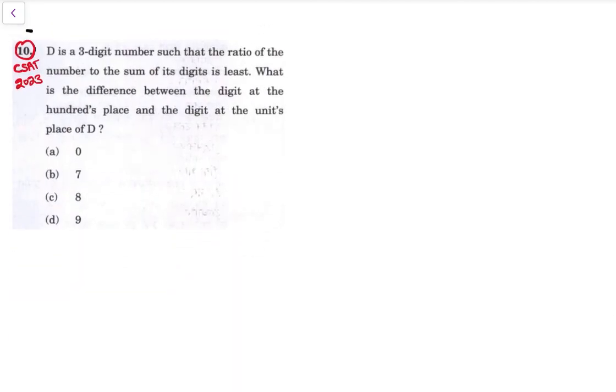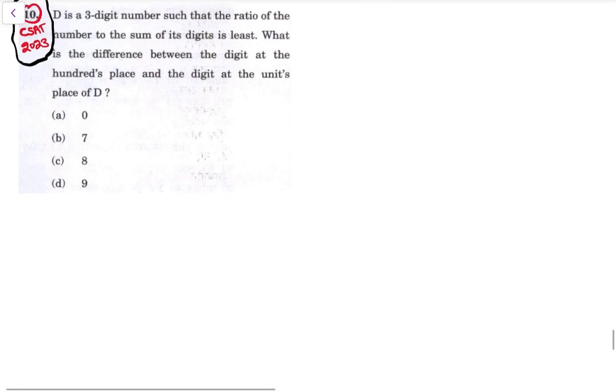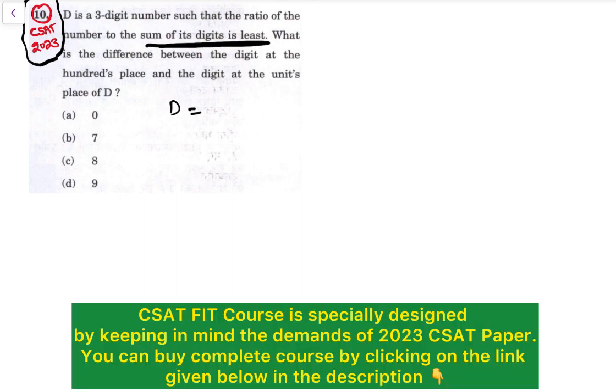That is a question asked in the CSAT paper 2023. D is a 3-digit number such that the ratio of the number to the sum of its digits is least. Say D is equal to xyz, a 3-digit number such that the ratio of the number, that is xyz, to the sum of its digits is least.